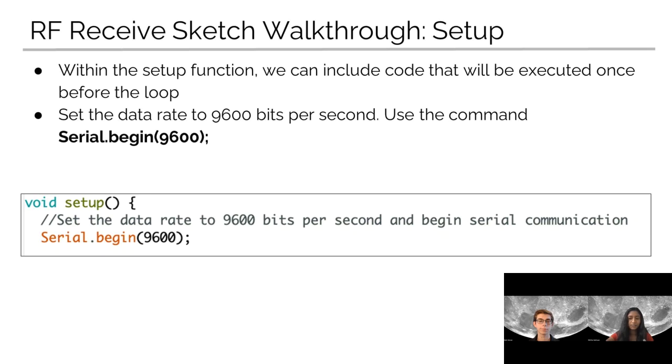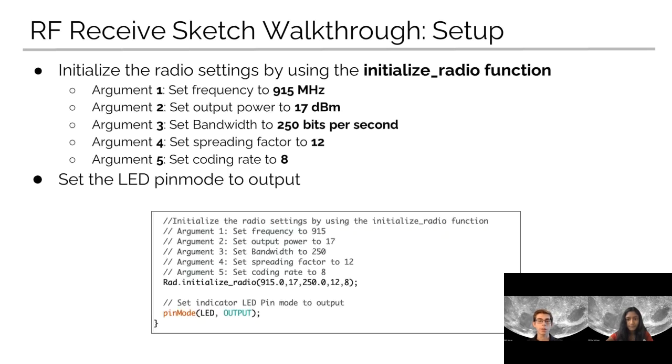And what would the setup look like for this? So the setup is going to look pretty similar to the setup of the previous sketch. We start off by setting up communications with our serial monitor using a 9600 bits per second argument. And then we want to initialize our radio object, again with the initialize radio function. And here we are passing the same arguments as we did before. Finally, we are setting our LED pin mode to output.